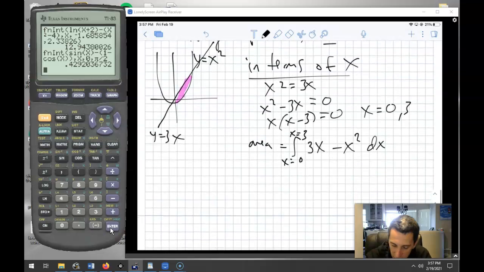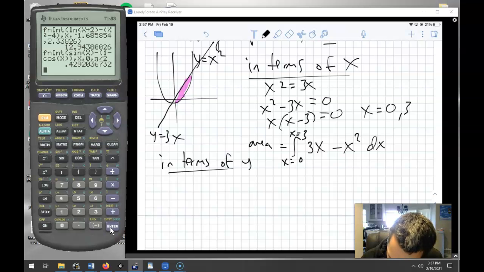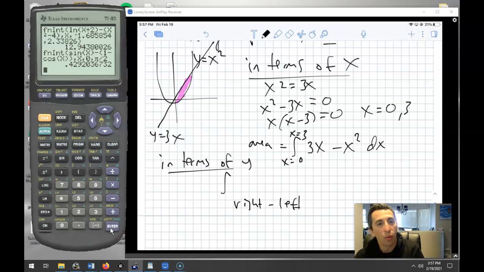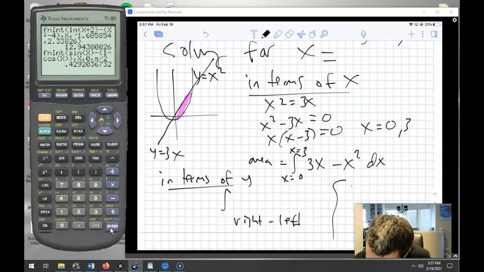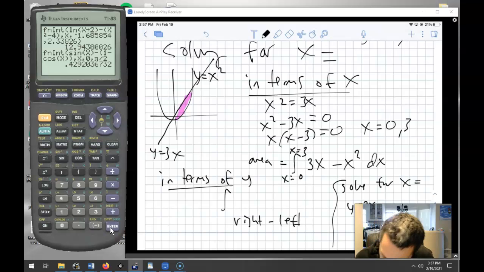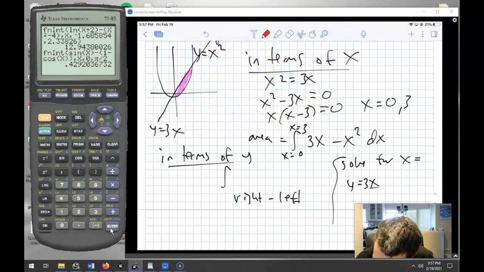But if you wanted to do this in terms of y, when you're integrating a right minus a left function, again, what you're going to do is take the equations and solve for x equals. So we're going to solve each equation for x equals. So if you have the equation y equals 3x, if you want to solve that for x equals, you want to get the x by itself, all you do is divide by 3. So x is equal to y divided by 3. So that's saying this is like x equals 3y. If you have the equation y equals x squared, you can solve for x by taking the square root of both sides, x equals rad y.